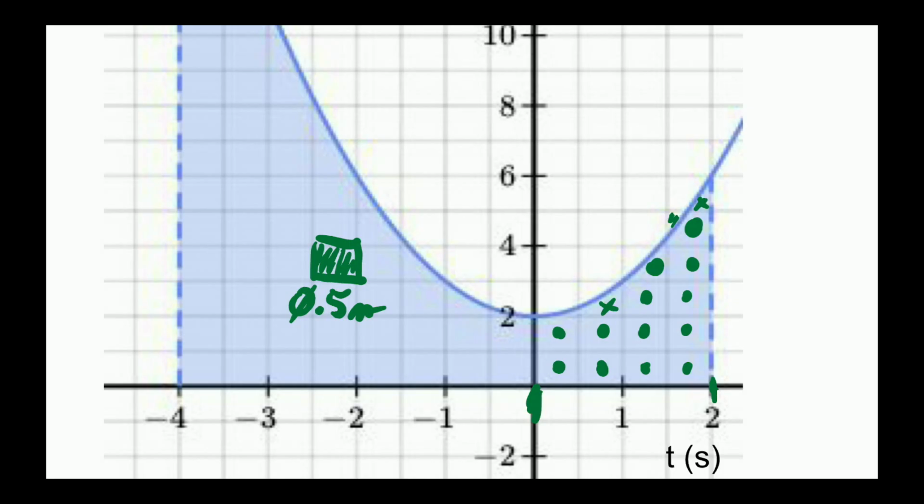If I count all these squares, 1, 2, 3, 4, 5, 6, 7, 8, 9, 10, 11, 12, 13, and I multiply 13 squares times the value of a square, which is, in this case, 0.5 meters, I should get a pretty good estimate, right? So that's 6.5, I just did the math in my head, 6.5 meters of displacement.